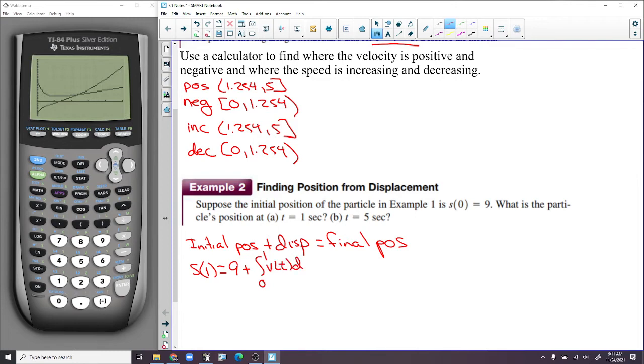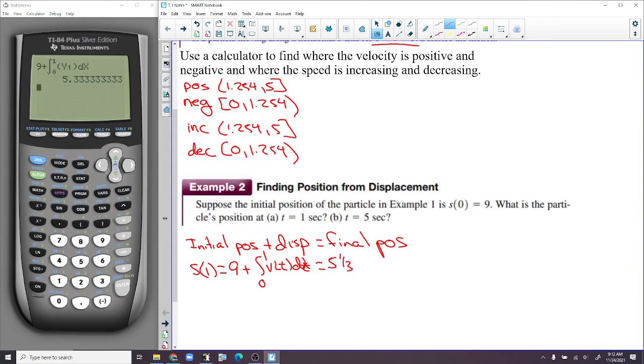Well, that's it. It's 9, the initial position, plus your displacement. That's going to be your final position. So we can go 9 plus, on the home screen, math number 9, from 0 to 1, of, now we can type the equation in again if we want, but we can go to variables, y1. There we go. We have it still sitting in the y equals. And we're doing this with respect to x. So here's our final position, 5 1/3.